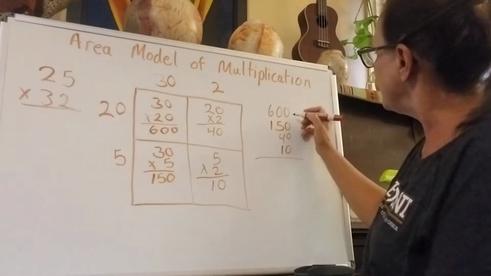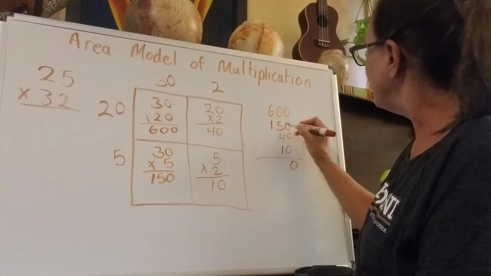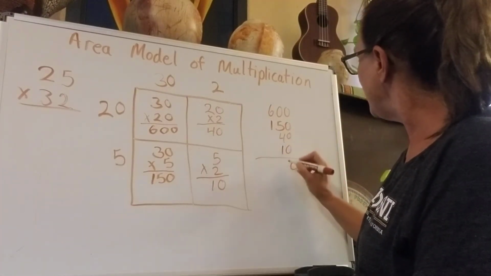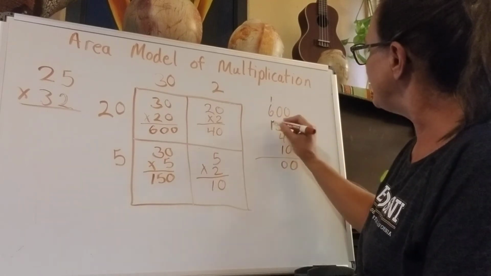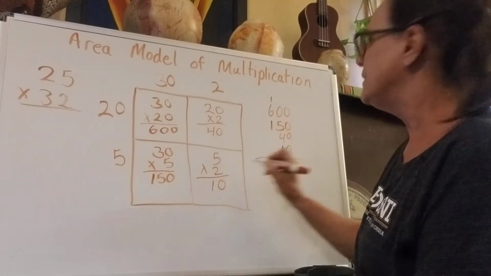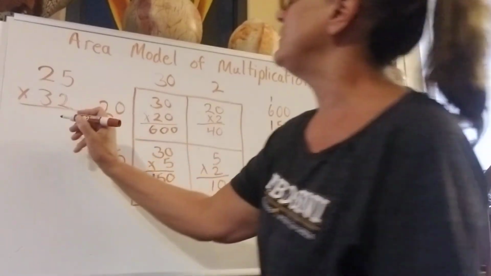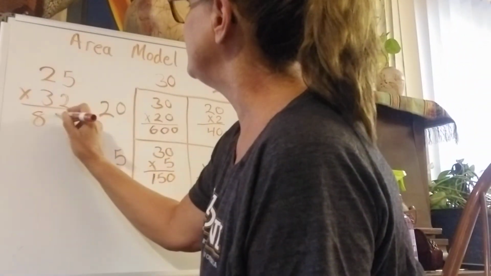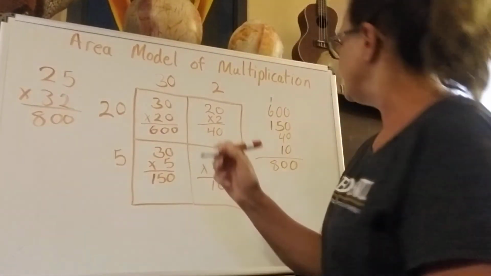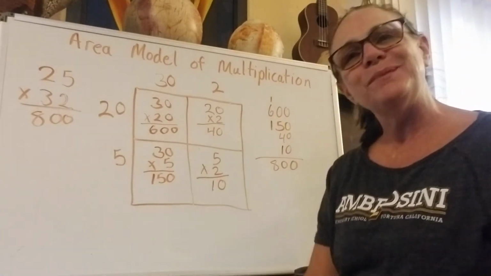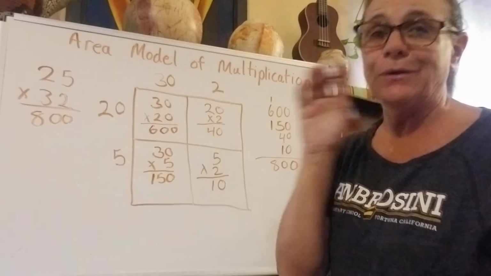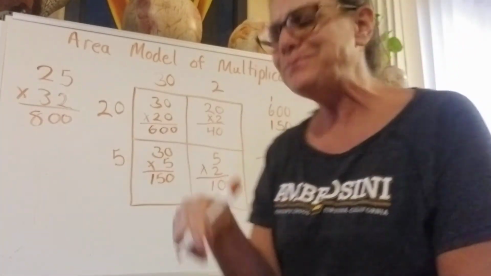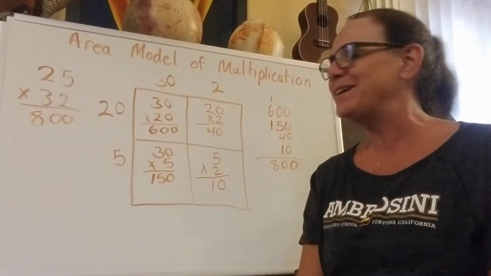Now we add those together. 5 and 4 is 9, plus 1 more is 10. 6 plus 1 is 7, plus 1 more is 8. So we know that 25 times 32 equals 800. And there you have it, the place value model. Actually, we call it the area model. I think it's place value model, but we'll go with area model.